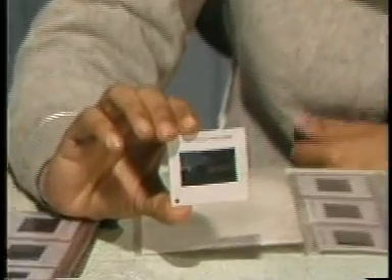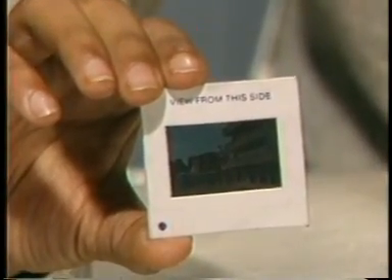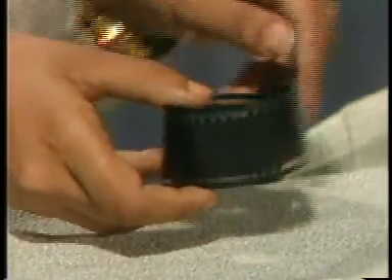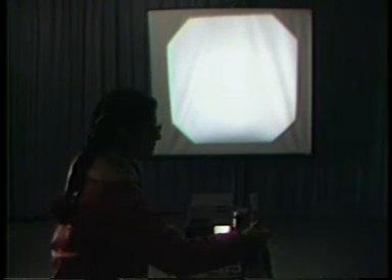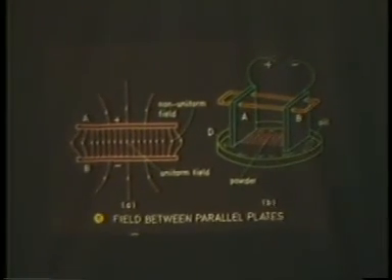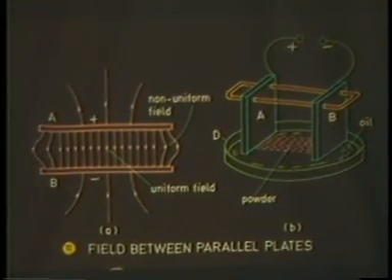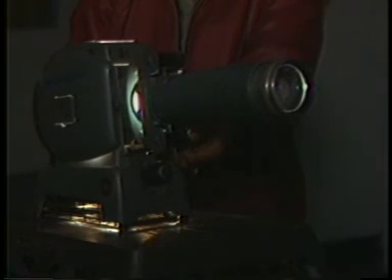This is what a slide looks like. And a film strip. Slides and film strips are images of any object. When these are projected with the help of a projector in a dark room, a bright and magnified image is seen on the screen. A film strip is a series of slides in sequence to show a step-by-step process.